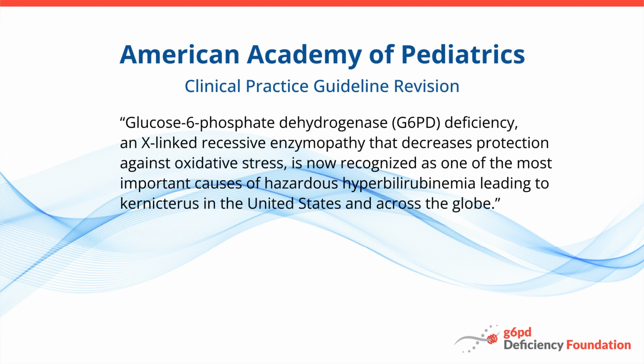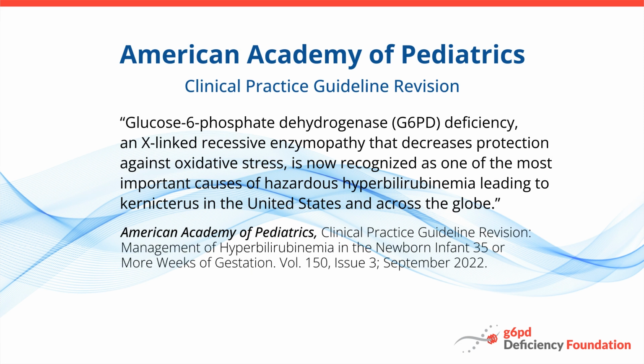In September 2022, the American Academy of Pediatrics published a clinical practice guideline revision regarding management of hyperbilirubinemia in the newborn infant whose gestational age is 35 weeks or more. Critically, the AAP now recognizes G6PD deficiency as a cause of hazardous hyperbilirubinemia that could lead to kernicterus.